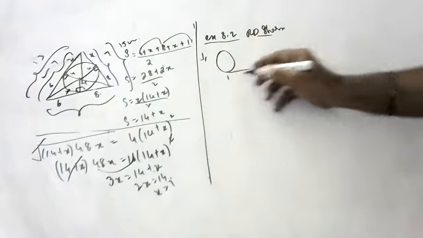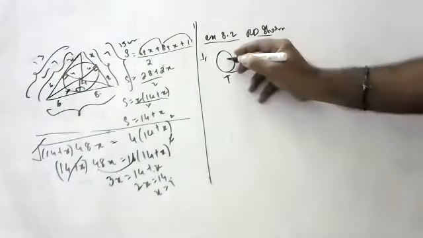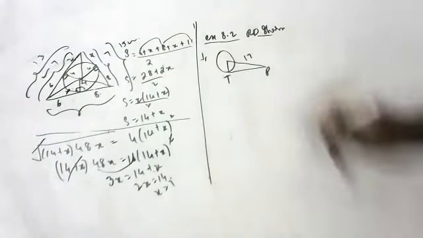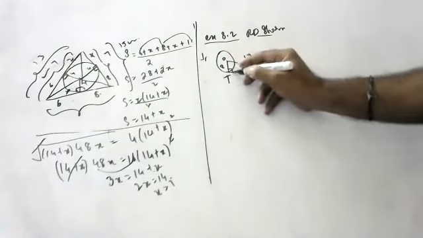PT is a tangent, children. PT is a tangent to a circle whose center is O. OP is 17, children. They said OP is 17 and OT is 8. Always draw like this only, children.